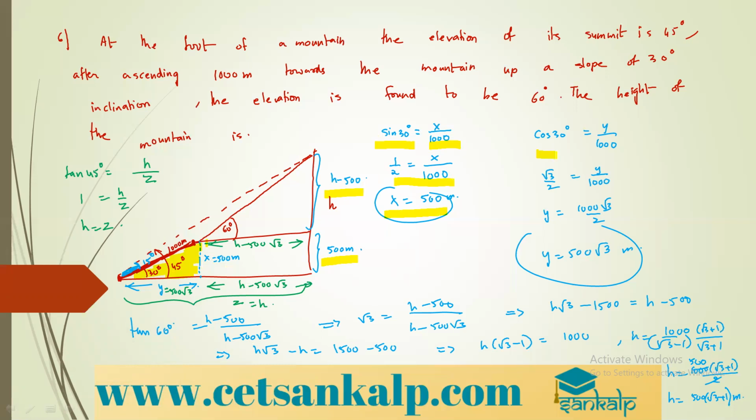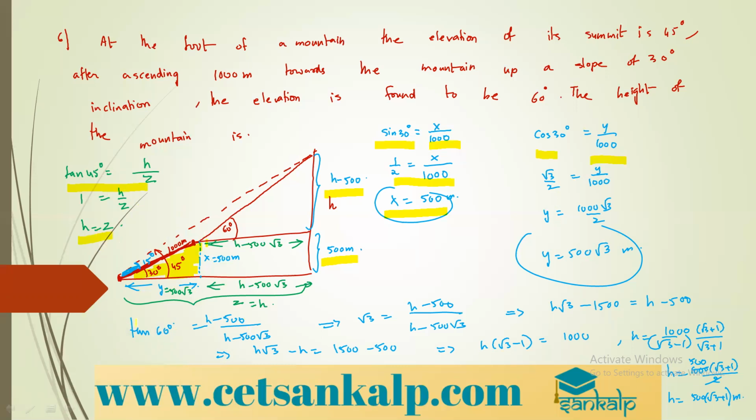Similarly, I took cos 30 degrees. It is y by 1000. So cos 30 degrees is root 3 by 2. So y I will get 500 root 3. If y is 500 root 3, now I will take the larger triangle 45 degrees angle, because tan 45 degrees is h by z. So h will be equal to z.